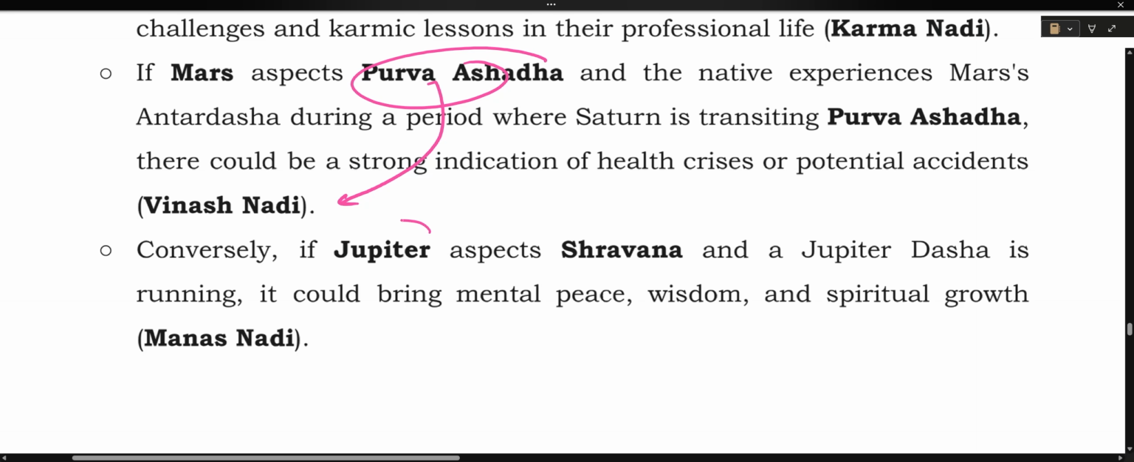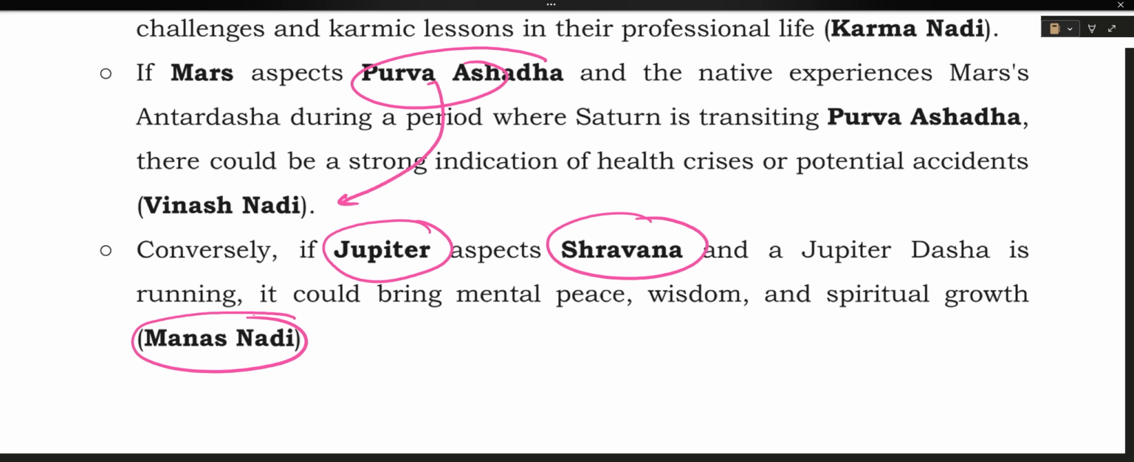Similarly, suppose Jupiter aspects the Shravana nakshatra and Jupiter's dasa is running, it could bring mental peace, wisdom and spiritual growth. That is the Manasnari, because Manasnari controls the mind and emotions.